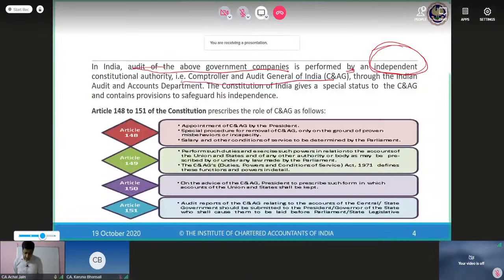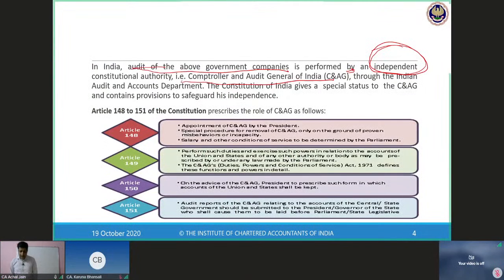And of any other authority or body as may be prescribed by or under any law made by the Parliament. CAG's Duties, Powers and Conditions of Service Act 1971: there is a specified act that defines these functions and powers in more detail. On the advice of the CAG, the President will prescribe the form in which accounts of the Union and states shall be kept. So this is all about those government authorities.